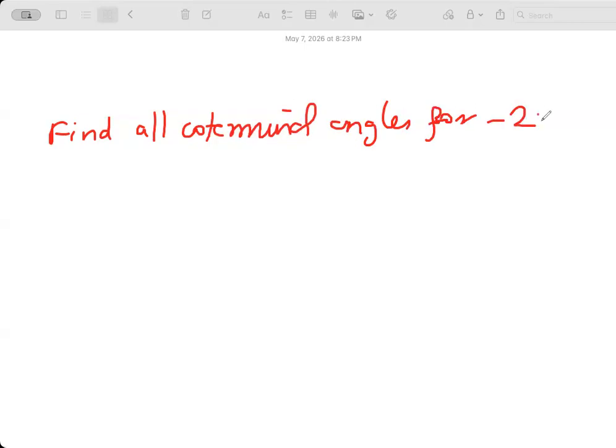Now find all coterminal angles for minus 200 degrees. How will you do it? If they ask you like this, you would say the answer is minus 200 plus 360n. That's all. n can be an integer. Can I move on? So that is when they ask you for all coterminal angles.